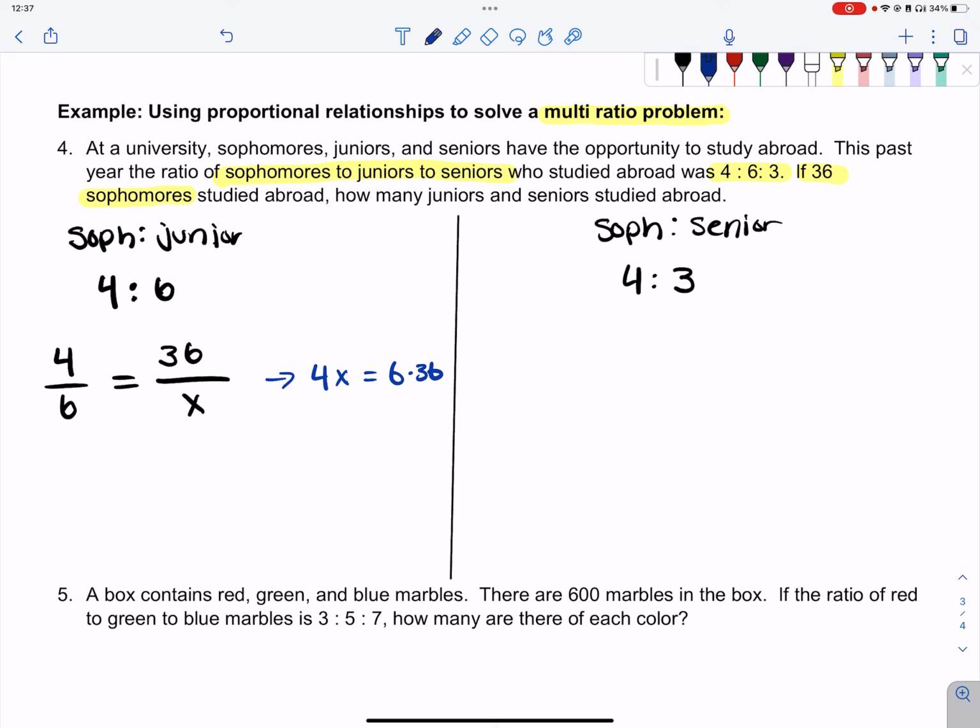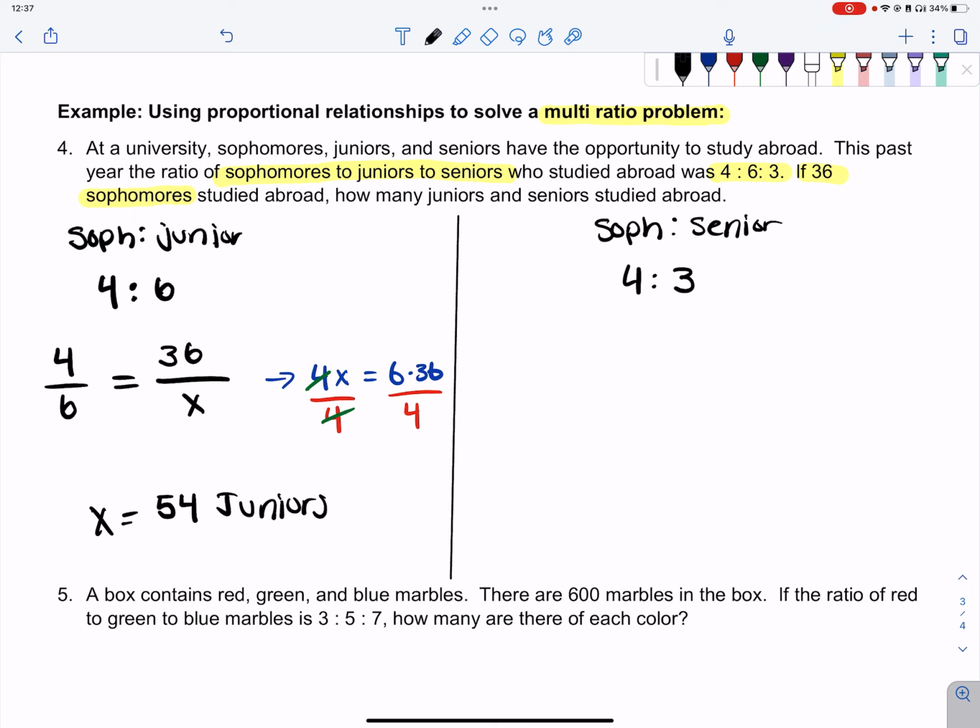So now I want to solve this for x. x is being multiplied by 4, so that means we need to divide both sides of our equation by 4. So now we have that x is equal to 6 times 36 divided by 4, and that should give you 54, and this is telling us our number of juniors. So we can say 54 juniors studied abroad this past year.